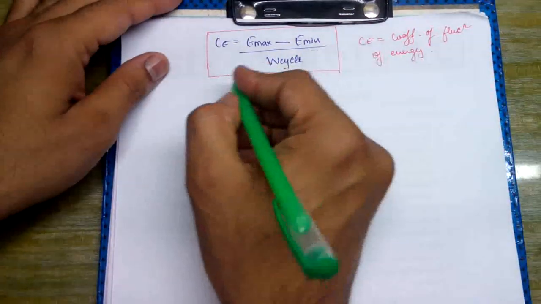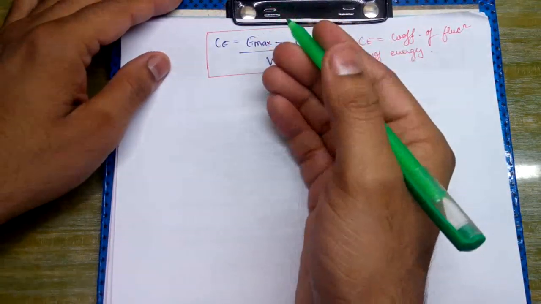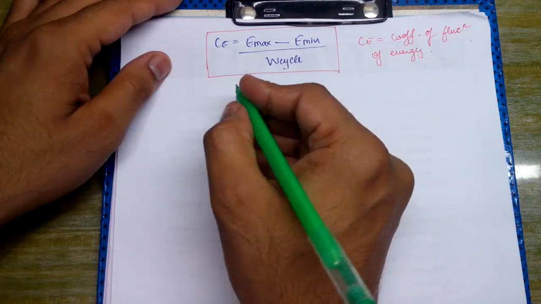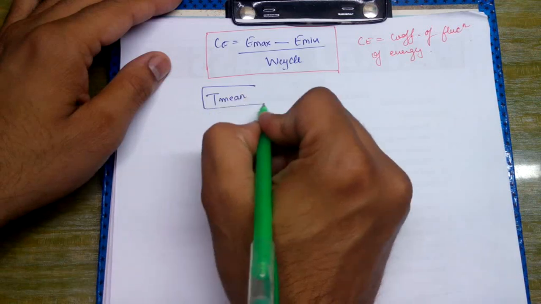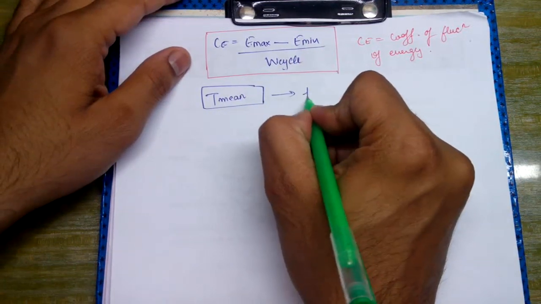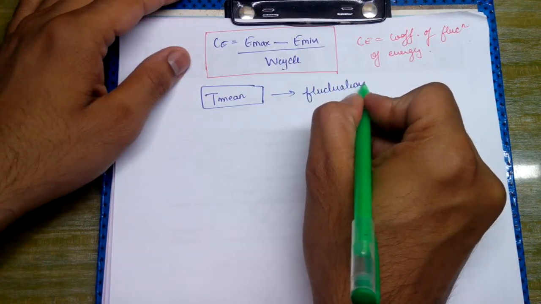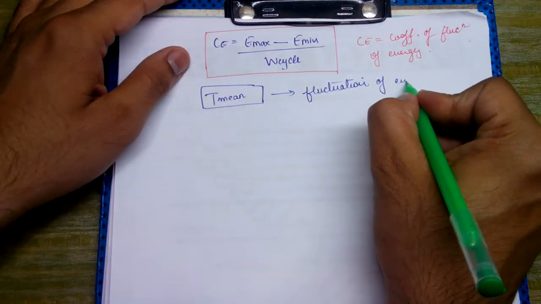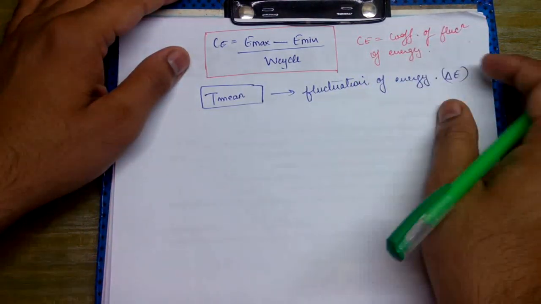So the area which is lying above the mean torque line will be positive, and the area which is lying below the mean torque line is negative. So we are actually observing the areas which are lying either above or below the mean torque line, which is actually representing the fluctuation of energy. Okay, that is delta E.